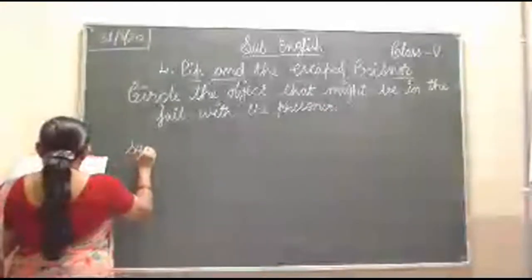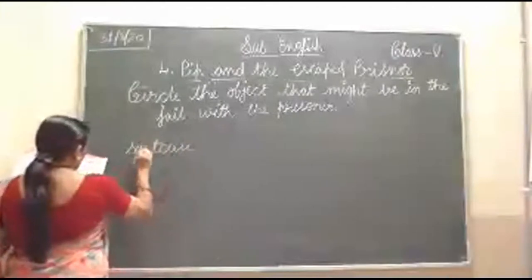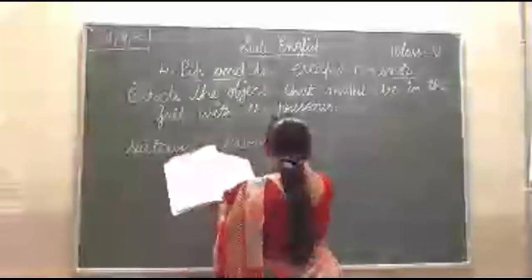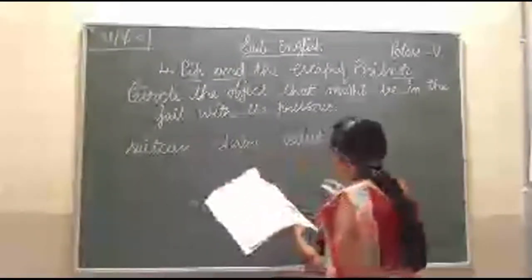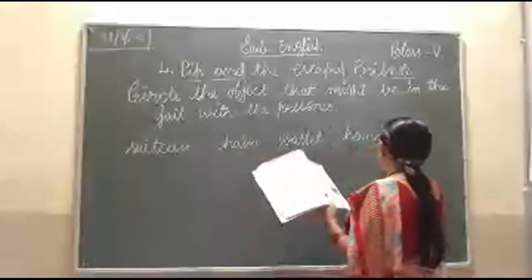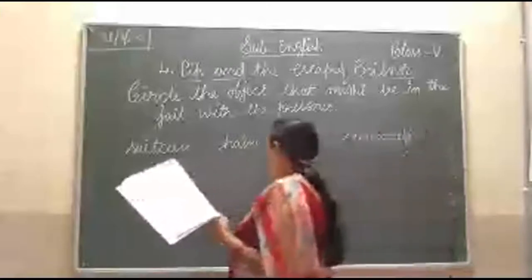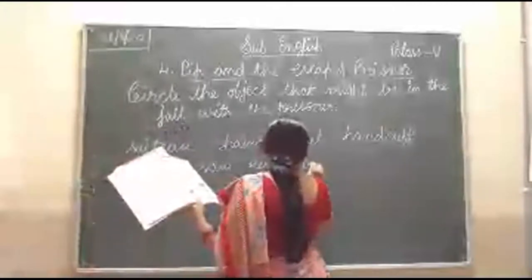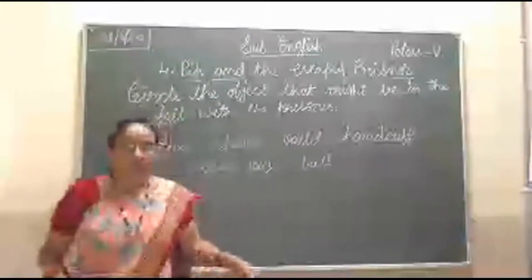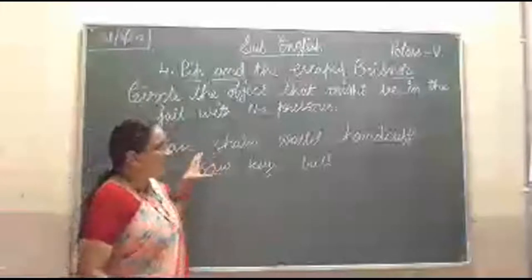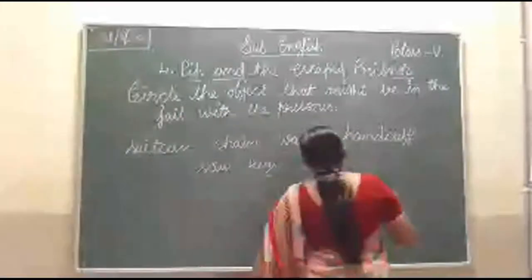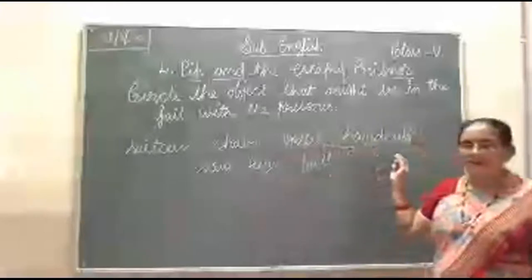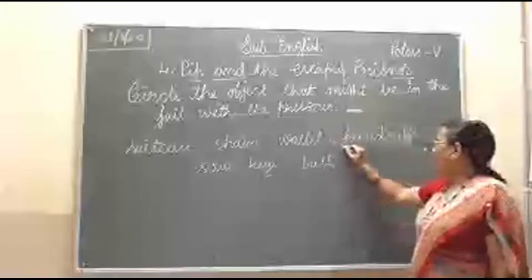They have given suitcase, chain, wallet, handcuffs, saw, keys, ball. Here we must circle the thing which is with the prisoner. Suitcase, chain, wallet, handcuffs, saw, keys, ball. Which one is correct? Which one must we circle? Yes, handcuffs.